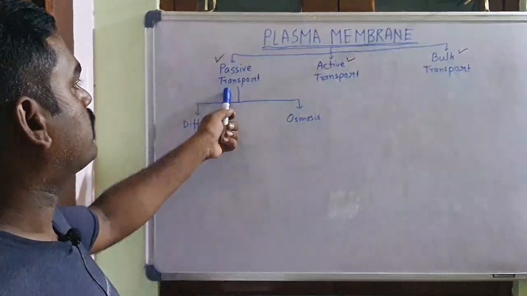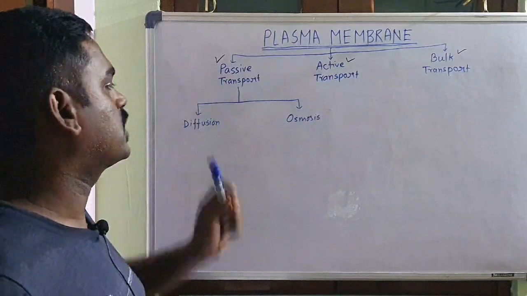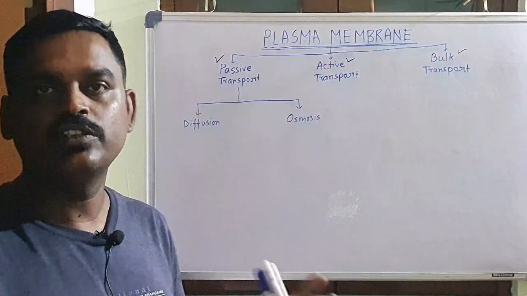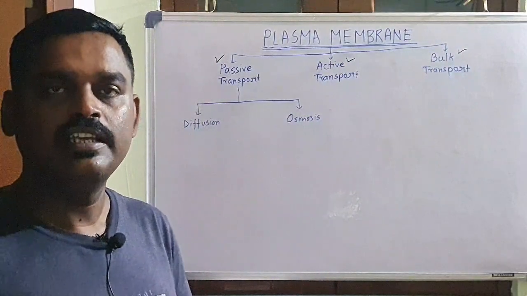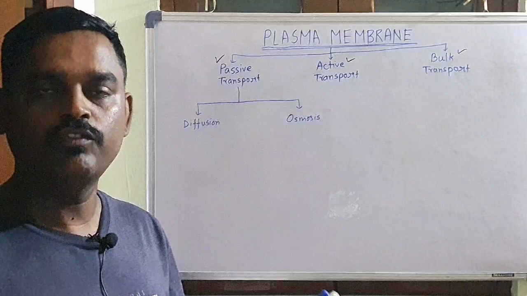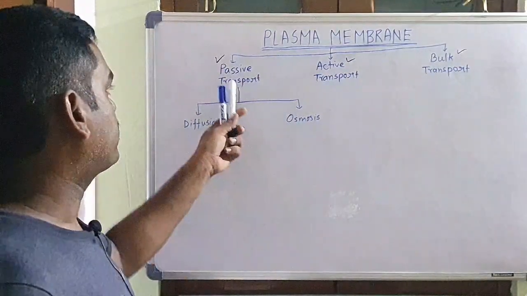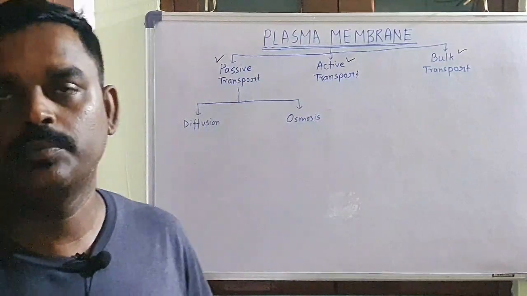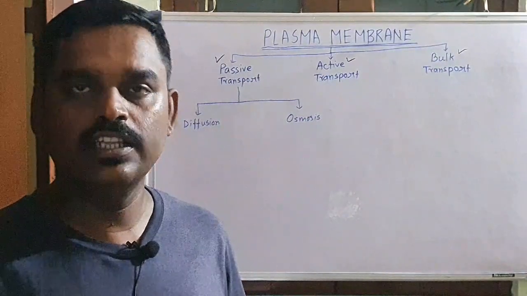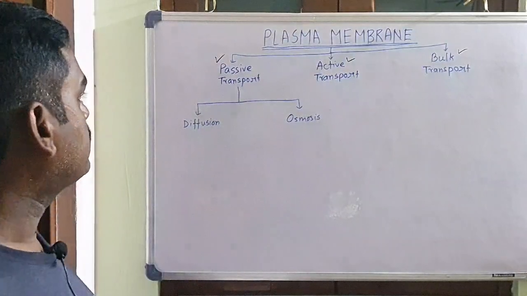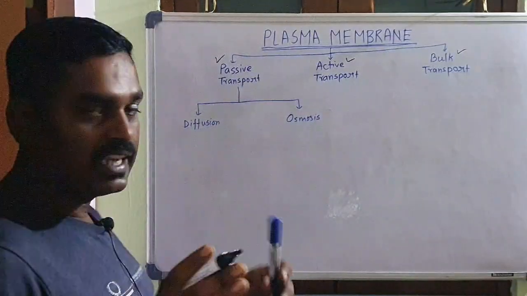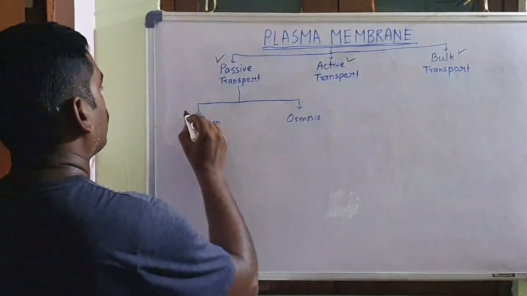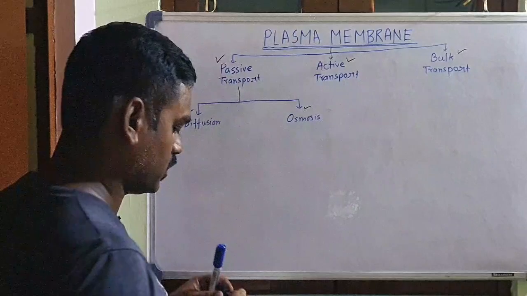In case of passive transport, molecules can enter into the cell or exit from the cell easily, without any involvement of energy. So passive transport is that type of transport where no energy is needed for the transport of the molecule, either inside of the cell or outside of the cell. Now this passive transport can be classified according to the movement of the molecule into two basic types. First one is called diffusion, second one is called osmosis.